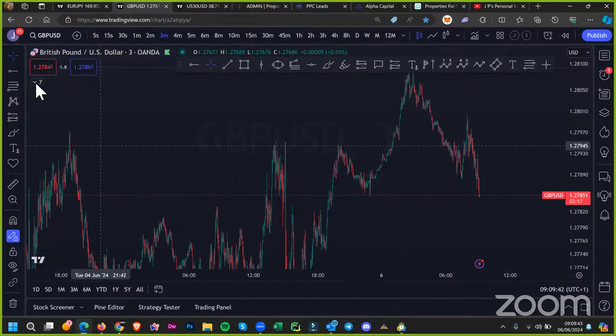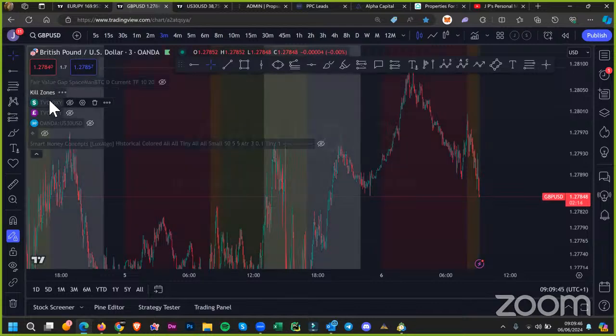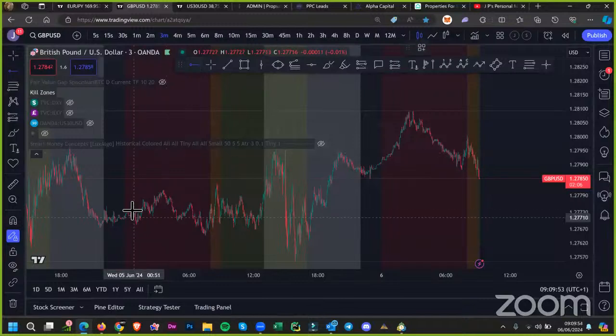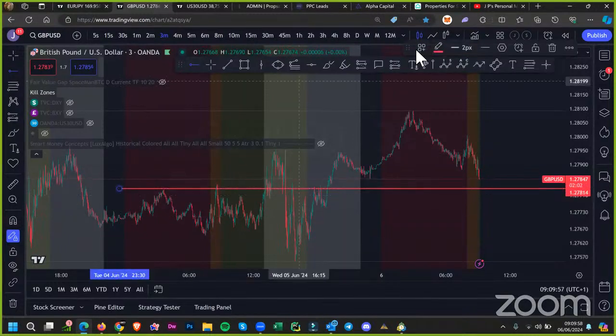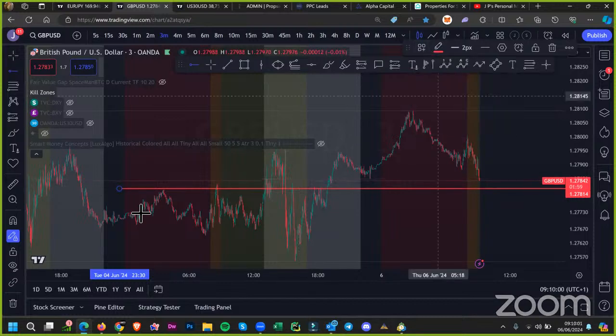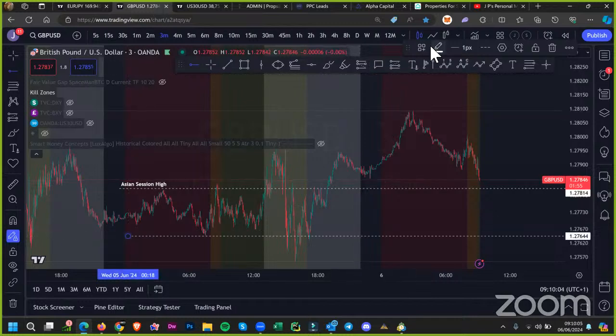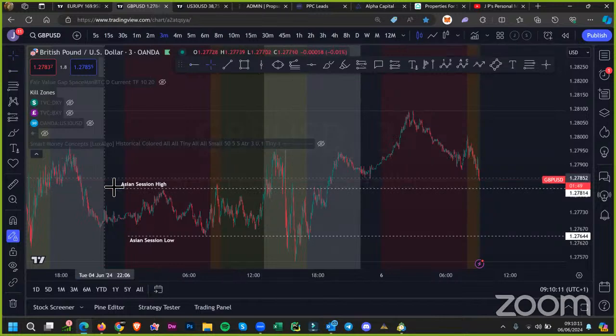I'm going to do it easily or quickly by using this kill zone tool. And we're looking for, like I said to you, let's look at this example here for argument's sake. Let's just put this in as the Asian session high. Let's put this over here as the Asian session low. Oh yeah, in fact, I think we already did this one. I feel like we have already done this one, so it's familiar.